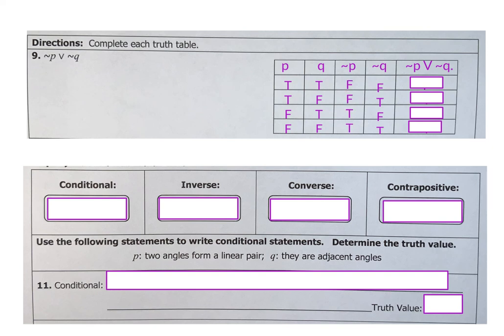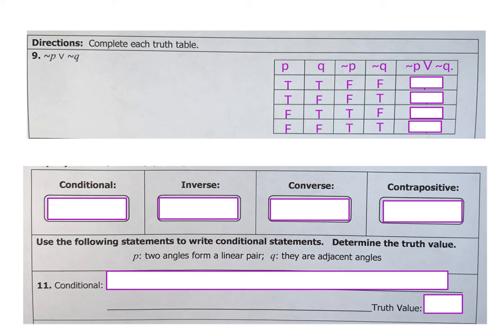So then we're going to do the next one. What is the symbol in between the mean? Or. All right, so if I have not P or not Q, I'm going to look at these last 2 columns here to determine my truth. It is or, meaning at least one has to be true.